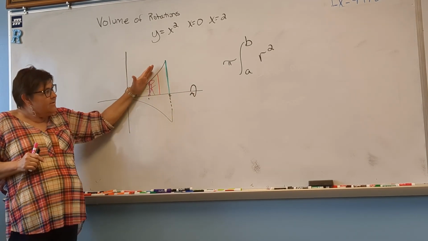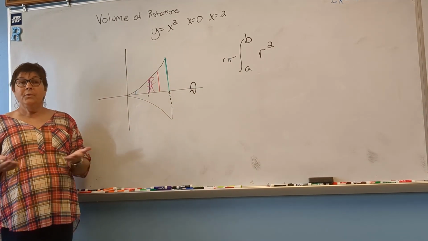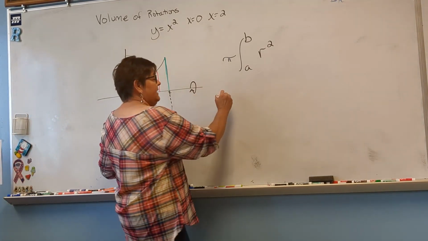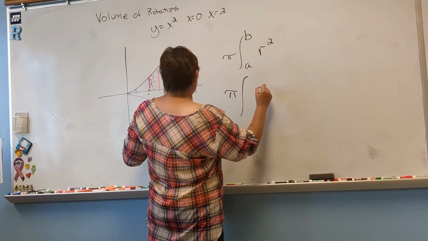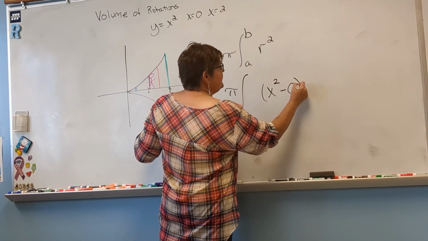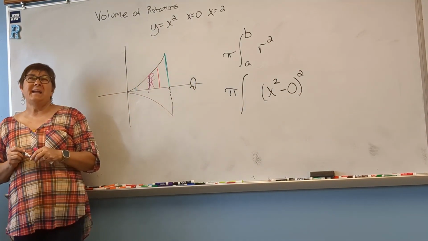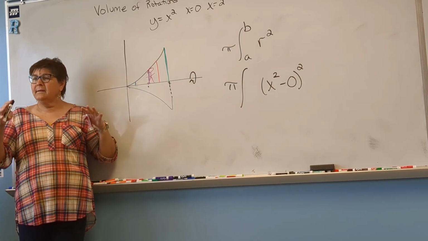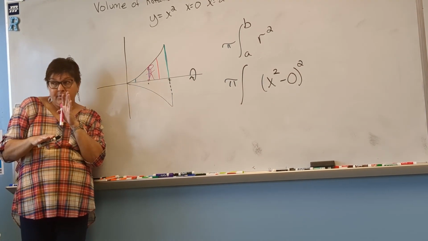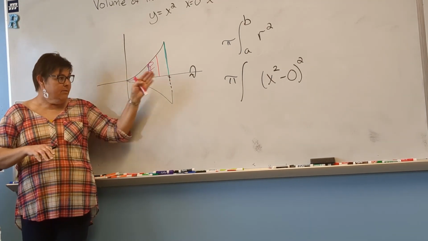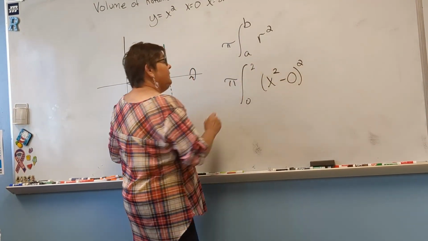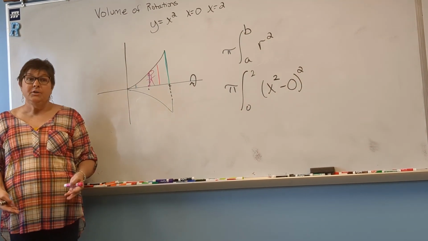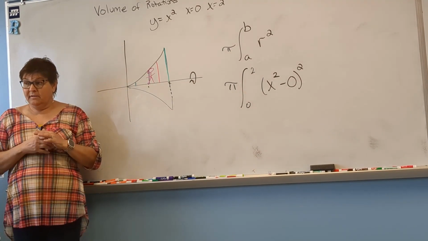Well, it would be whatever x squared is minus, what's the floor in this case? 0. So my expression is going to be pi times the integral of x squared minus 0 squared. And what is my A and what is my B? In math world, we say the smaller guy first. So from 0 to 2. And voila, once we do the actual math of this, we will have the volume of this solid piece of chocolate.